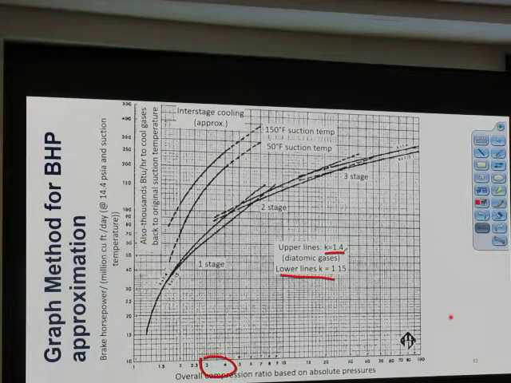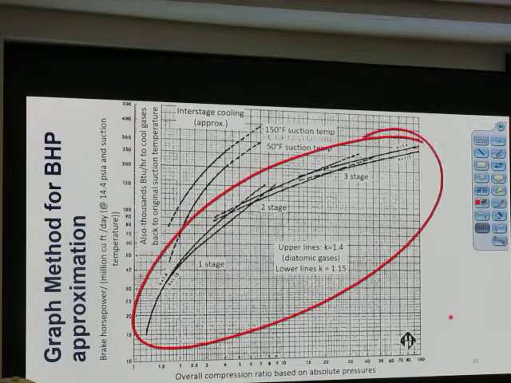Upper line is K equal to 1.4, diatomic gas like N2. For the lower line, K equal to 1.1. So if we know the K value, we know the compression ratio. When I have the compression ratio, I know that it's 2 stage. And then I can read this base horsepower per million cubic foot. Good. So these 2 lines are for the VHP calculation.